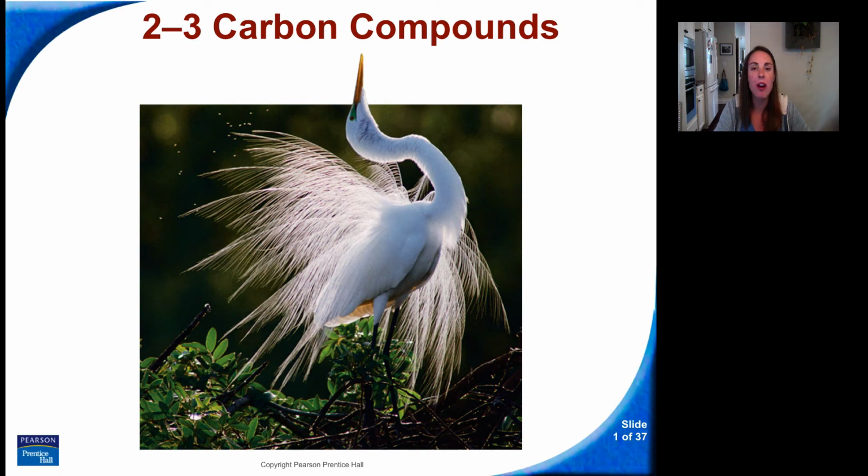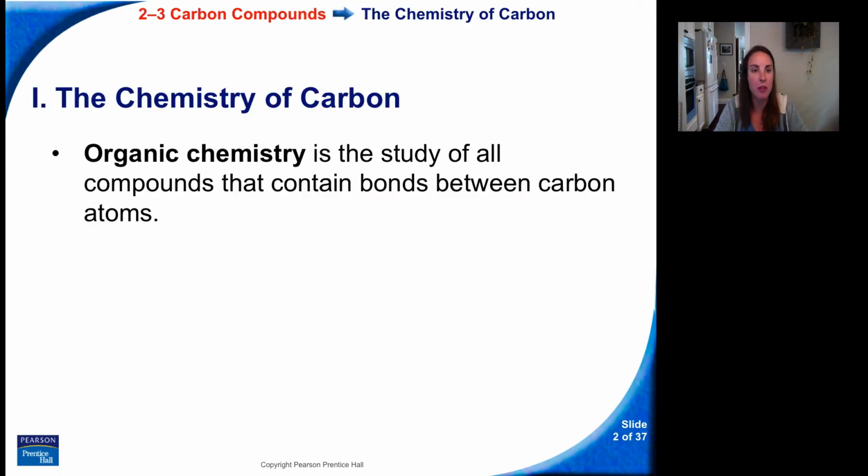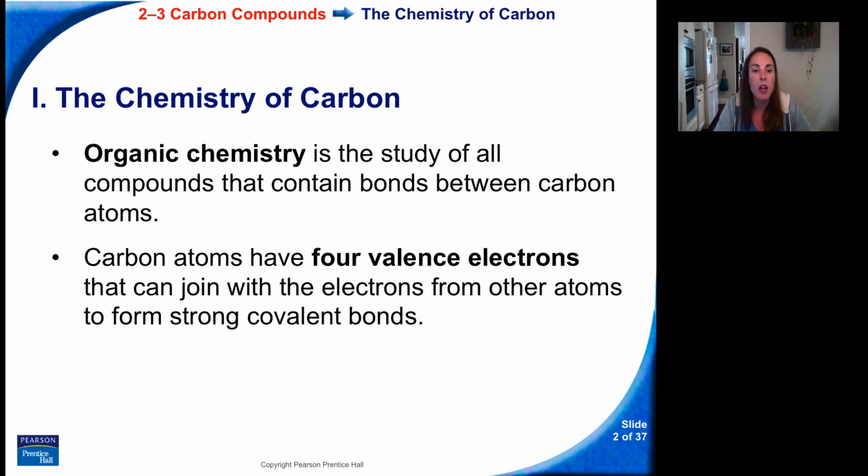Hi, so today we're going to talk about different carbon compounds. So let's talk about carbon first and why it's so important in living things. Organic chemistry is the study of all compounds that contain bonds between carbon atoms. Carbon atoms have 4 valence electrons that can join with the electrons from other atoms to form strong covalent bonds.